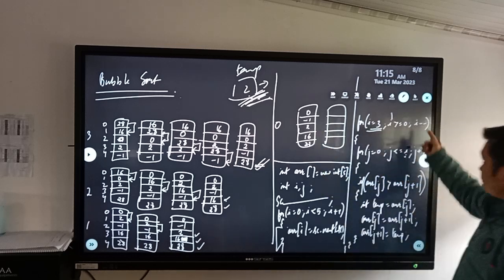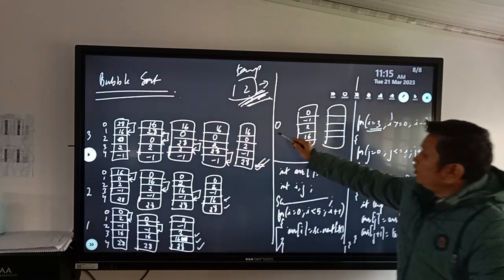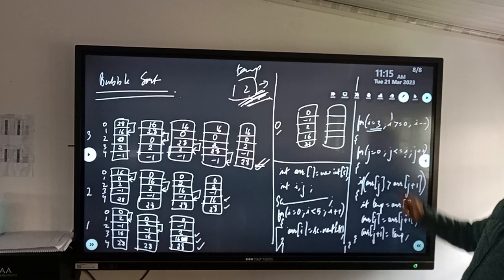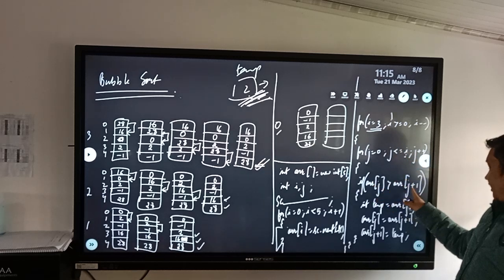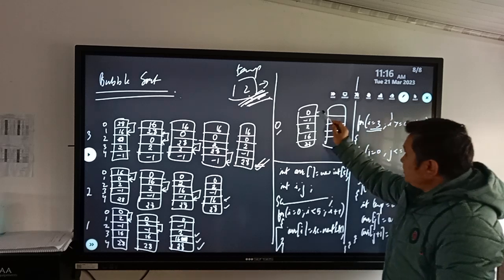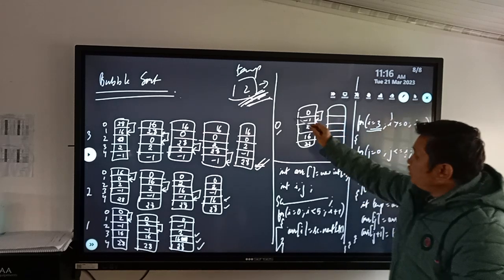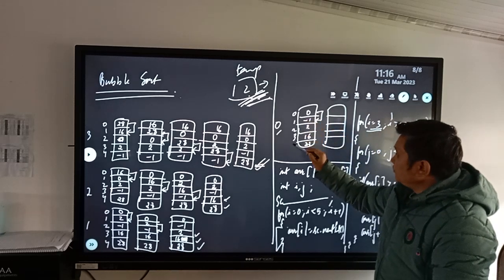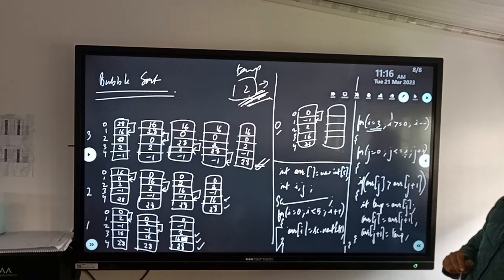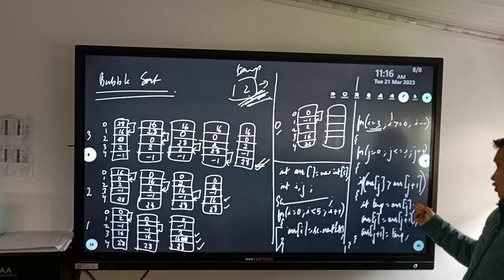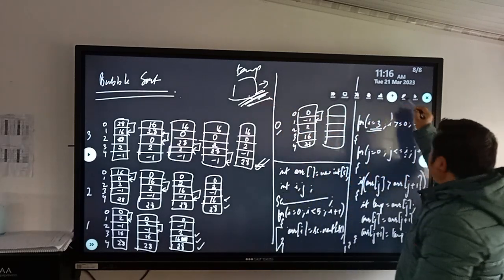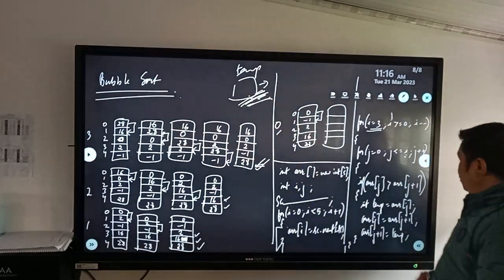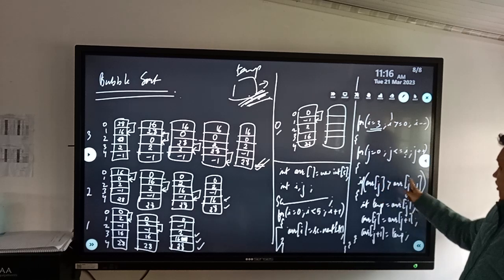Now, the value of i is 0. The value of j is 0. 0 less than or equal to 0? Yes. Now, ARR 0 greater than ARR 0 plus 1, that is 1. These two values will be checked now. 0 position, that is 0 greater than minus 1? Yes. So again, the value of temp changes in this case. The value of temp will be how much?